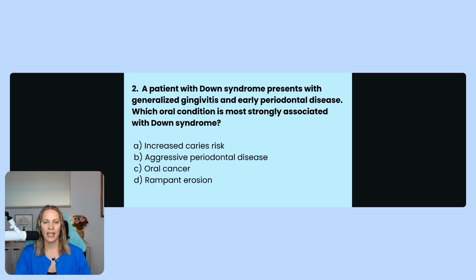For example, A, increased caries risk. Can you think of special needs clients that would have an increased caries risk and why? What about B, aggressive perio? What clients would have aggressive perio and why? What would that look like? Or as you're thinking about this, do you not remember what aggressive perio is? Stop, go back to your modules or textbook, look it up, and then now you're constantly studying in a different way, relearning something new. C, oral cancer.